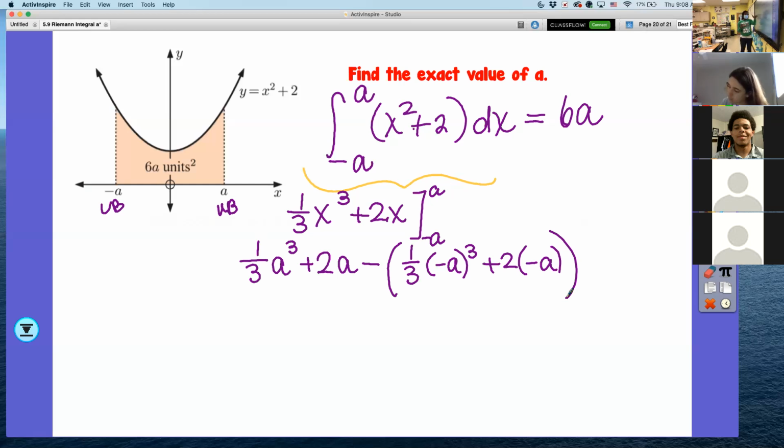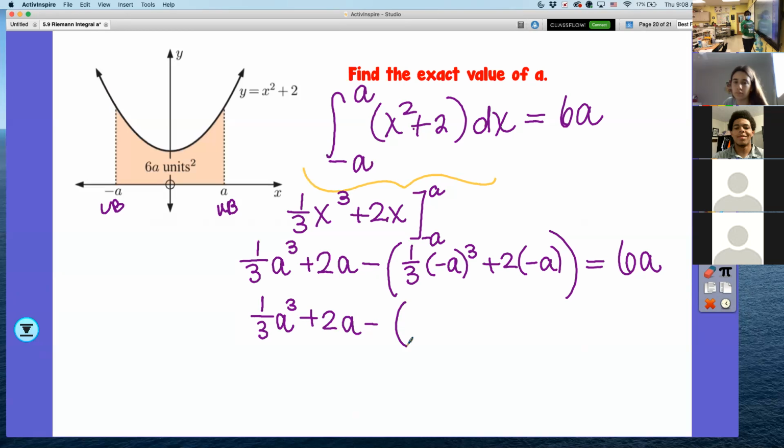All I did was plug in the upper and lower bound using the fundamental theorem of calculus to get that bottom purple line. All of this equals the area bounded between those two x values. So all of this is equal to 6a. From here, we just need to solve for a, okay? Me personally, I am going to simplify that negative a cubed and that 2 times negative a.